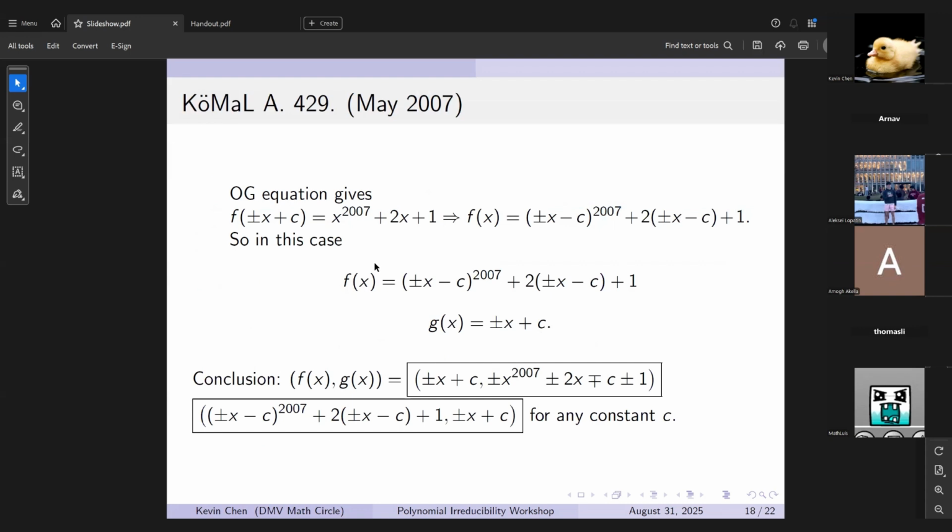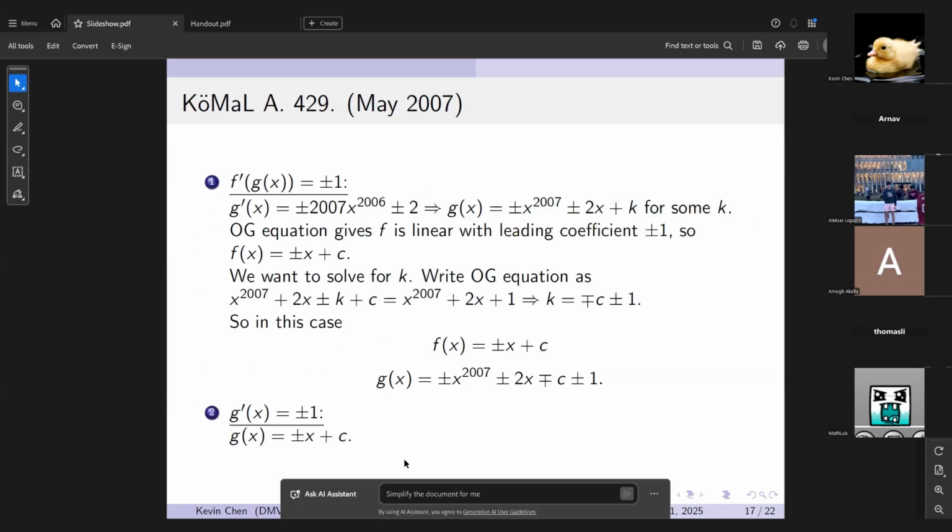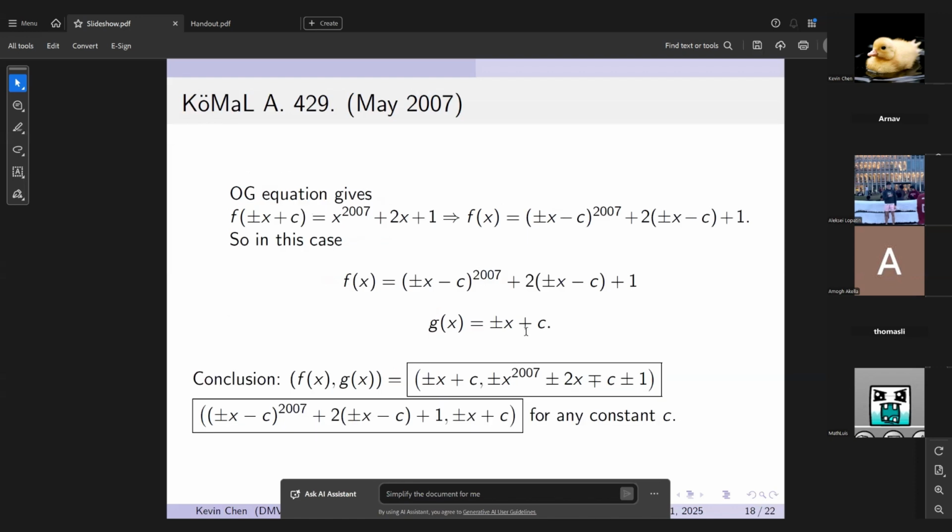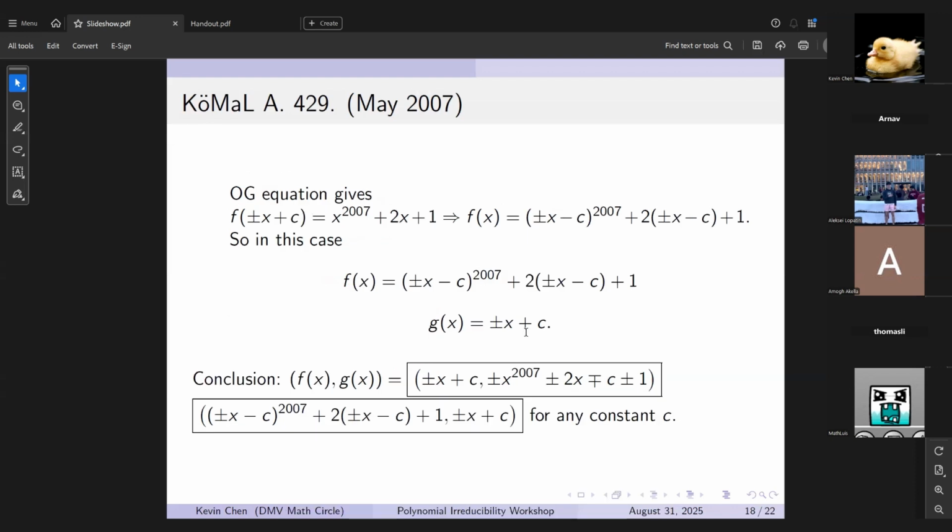So in this case, we have f of x is equal to this value. And going back to the previous slide, we have, again, g of x is equal to plus or minus x plus c. And we're done with this problem because we already found the two solutions, and they're over here. These solutions satisfy the original functional equation for any constant c.